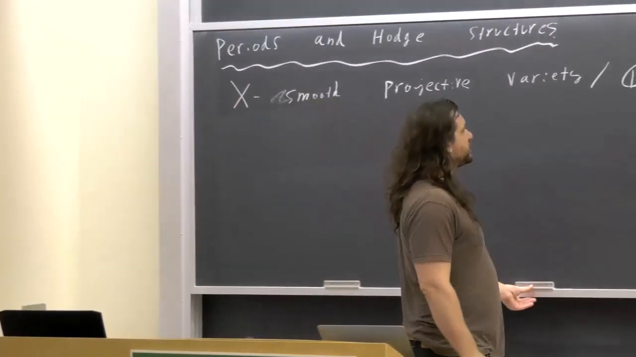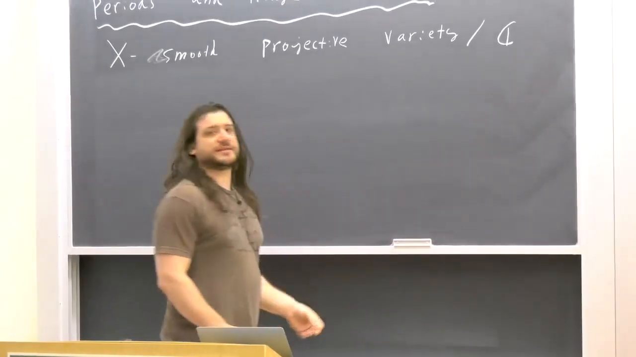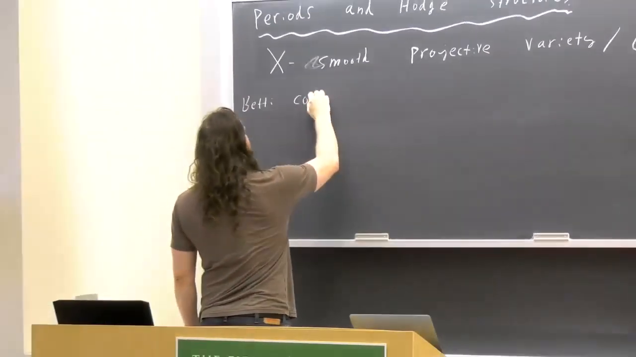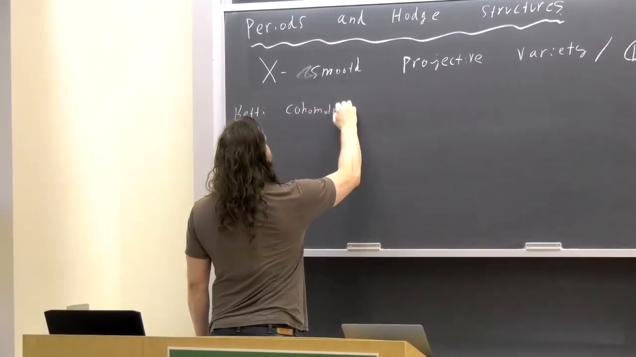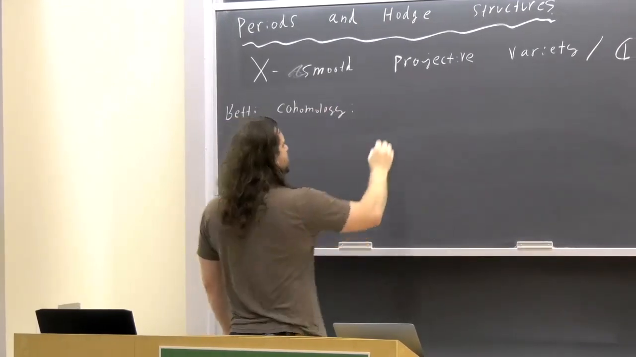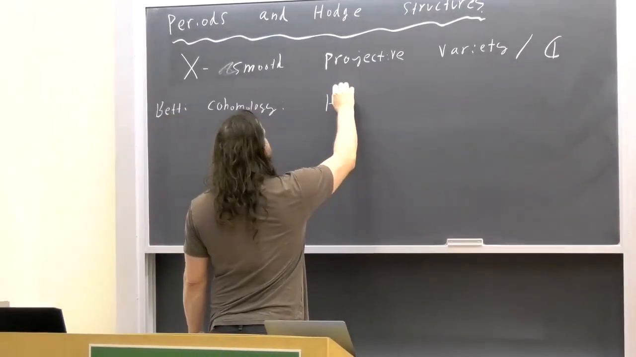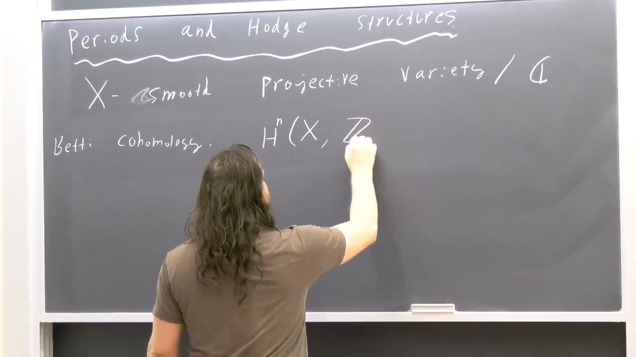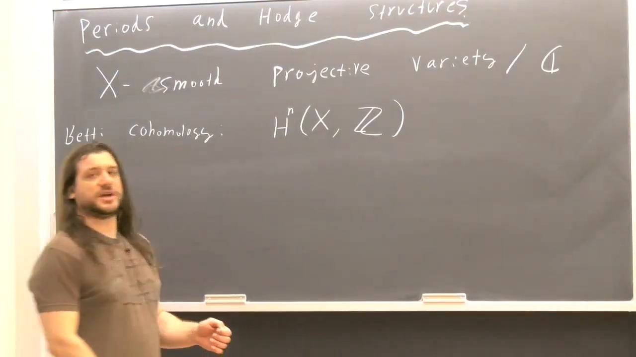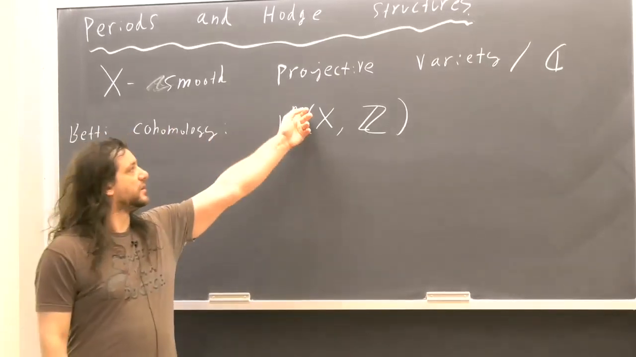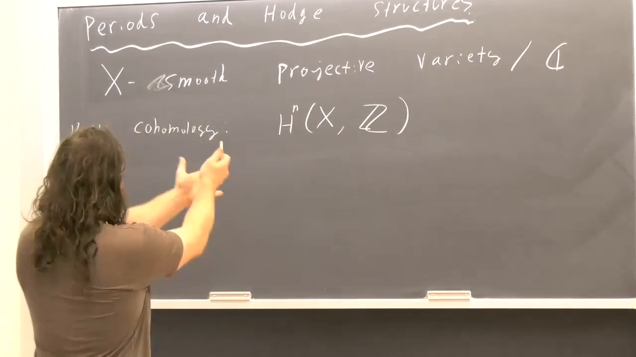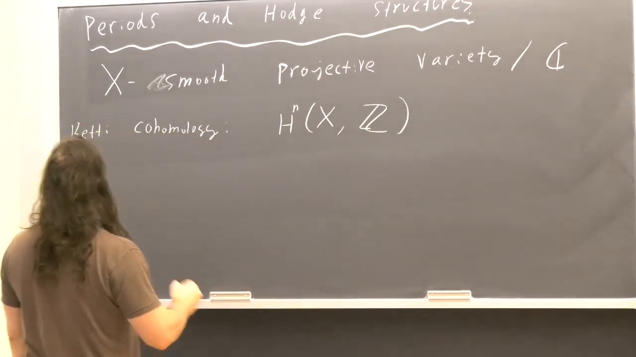Then there's a bunch of different structures in X that are present. So on the one hand, we have Betti cohomology. So we have the usual singular cohomology H^n(X, Z) for any natural number n. And so we have this lattice, which by itself tells us very little.